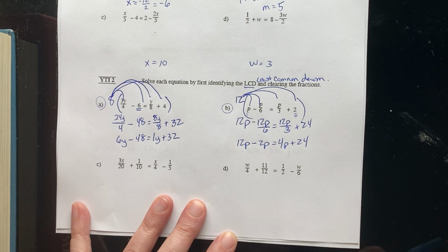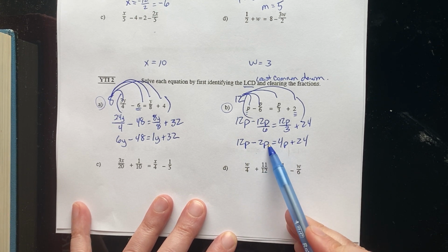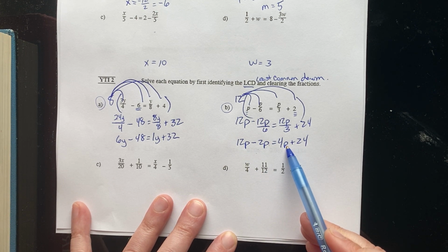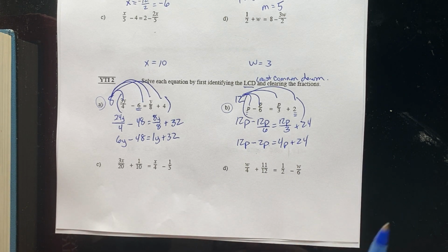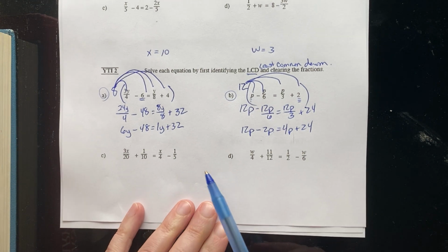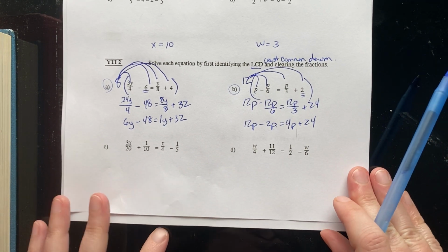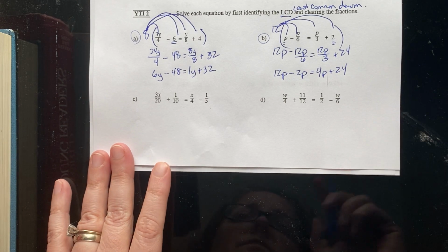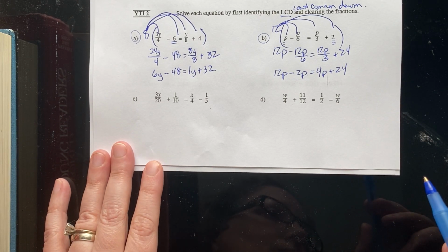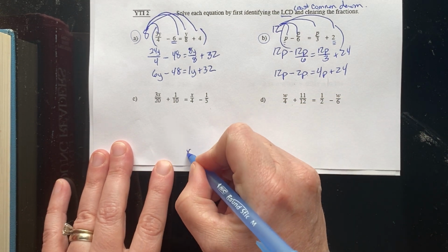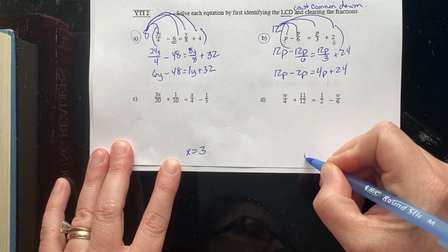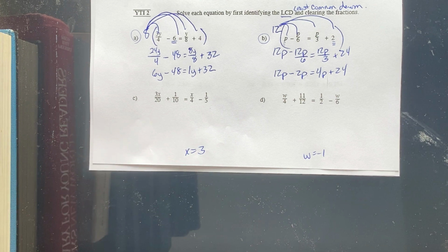And you should be able to solve it from there by combining like terms and then getting all of your variable terms on one side of the equal sign. I will put up the answer to that at the end. I'd like you to pause now and attempt C and D. Hopefully you came up with the answer of x equals 3 and w equals -1.